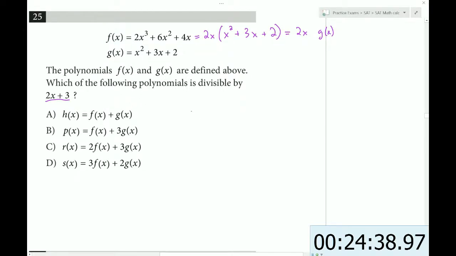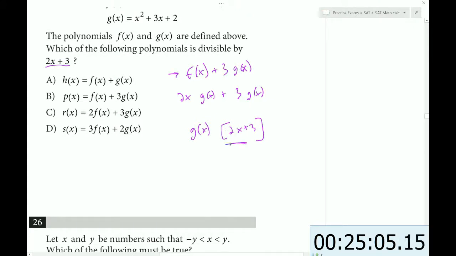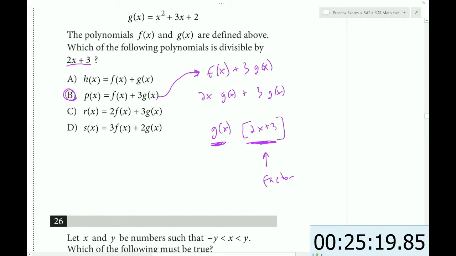Right. So if I take f of x and I add that to 3g of x, then f of x is also equal to 2x g of x, right? So let's rewrite that as 2x times g of x plus 3 times g of x. And then I could factor out g of x, and I would get 2x plus 3. So now I know that the expression that I started with is factorable into g of x times 2x plus 3. So this, notice, is a factor. So the answer is actually B, because this is the choice that I looked at here. Very tough question there.